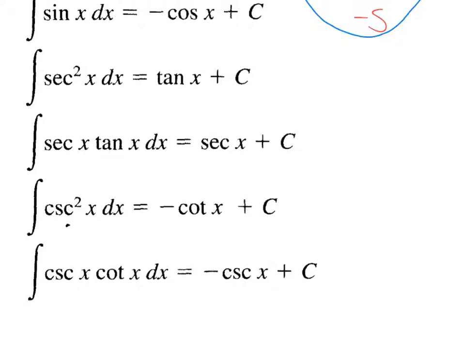Cosecant squared, we knew negative cosecant squared was the derivative of cotangent. So the integral of cosecant squared is going to be negative cotangent. And same thing with cosecant and cosecant times cotangent. If it was positive in the derivative, it is negative in the integral.